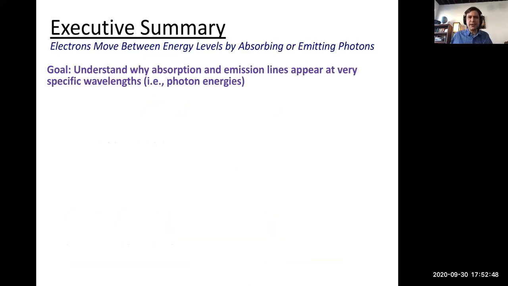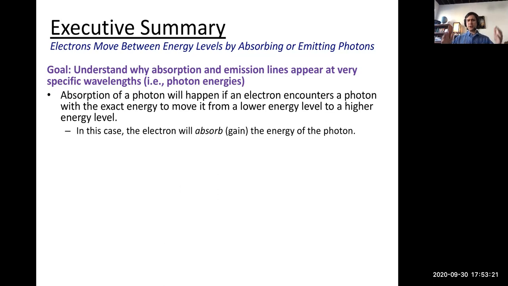Since this is going to be a pretty intense video, I wanted to give you a roadmap of where we're going to go, sort of an executive summary of this entire talk. What is our goal? We want to understand why absorption lines and emission lines, or so-called spectral lines, appear at very specific wavelengths. And as we learned previously, that corresponds to very specific photon energies. Why is that happening? What interaction between light as a photon and an atom is occurring to give us our absorption and emission lines?